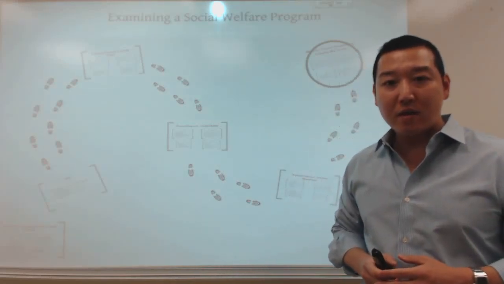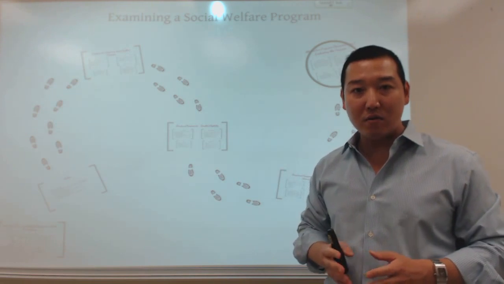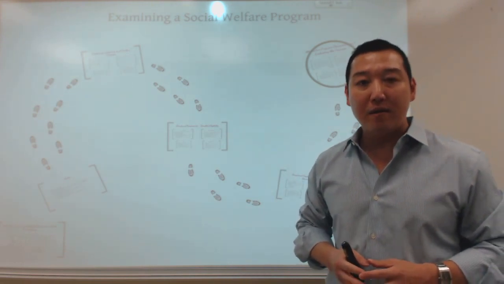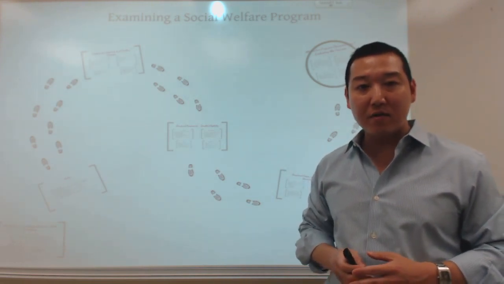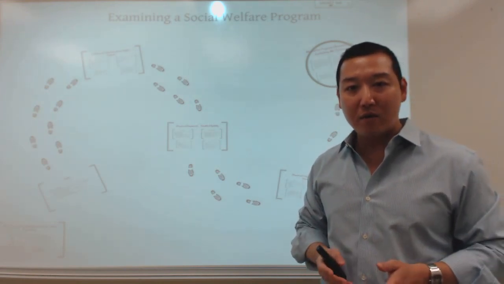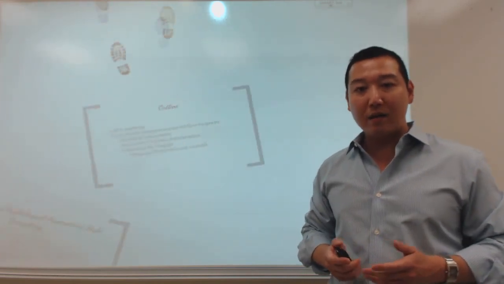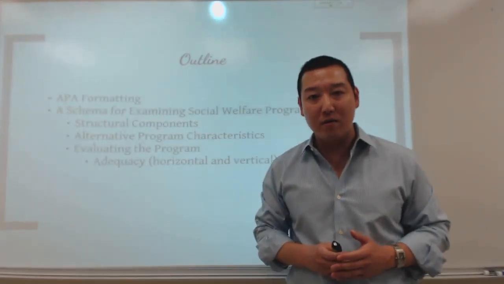All right, so we're now into week 6 of the semester, and this week we take up the topic of examining a social welfare program. And to do so, we're going to rely primarily on the Dolgoff reading that you all had for this week, where Professor Dolgoff lays out a basic schema, or essentially a framework, that we're to use in describing our selected policies and programs. And so let's start with a quick outline for this two-part lecture.